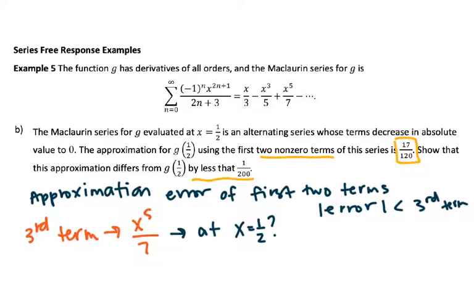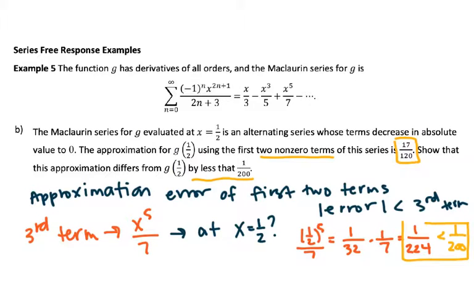That would be 1/2 to the 5th over 7. That's going to be 1 over 2 to the 5th, or 1 over 32, and I'm going to pull the divide by 7 out as times 1 over 7. And guess what? That's going to give us a beautiful number, 1 over 224, which is in fact less than the error they asked us to guarantee.